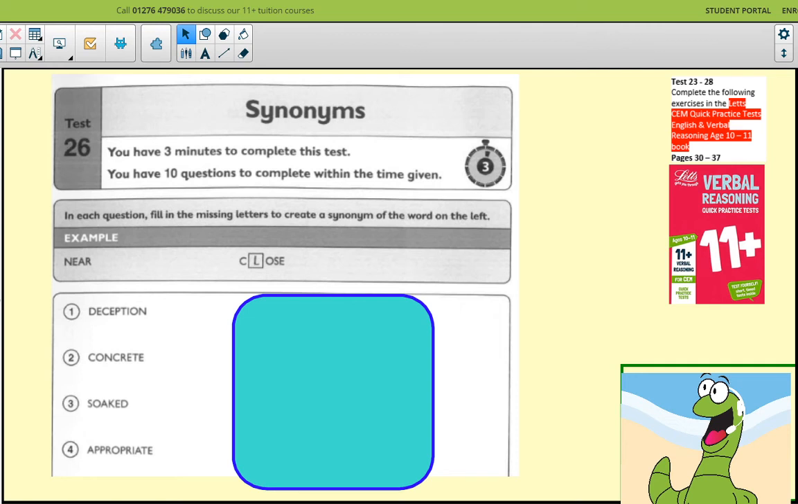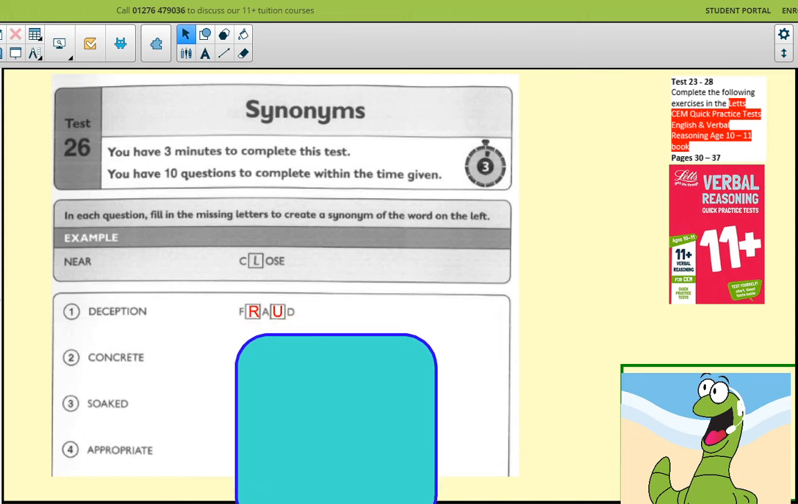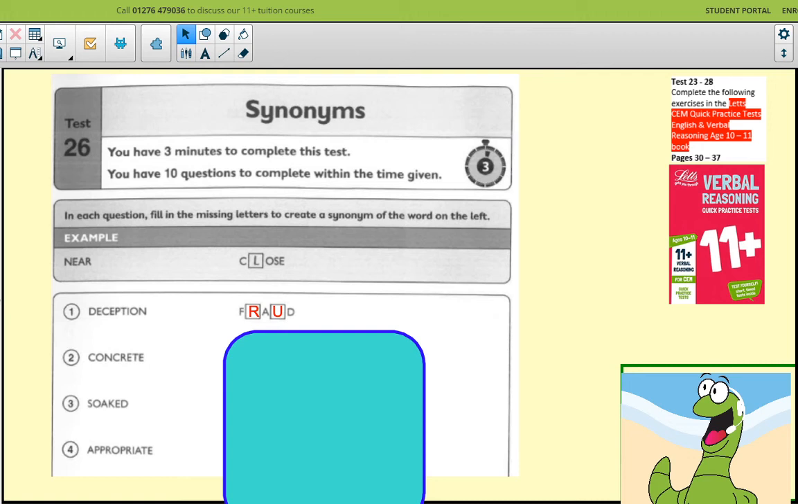Deception. Now, again, if I wasn't sure what that word means, I could look in my dictionary and it will tell me. I could look in my thesaurus and it might give me some other words. But also you've got the letters that are already given to you, which you can use for clues. So to deceive somebody means you're lying to them, and that's a type of fraud.